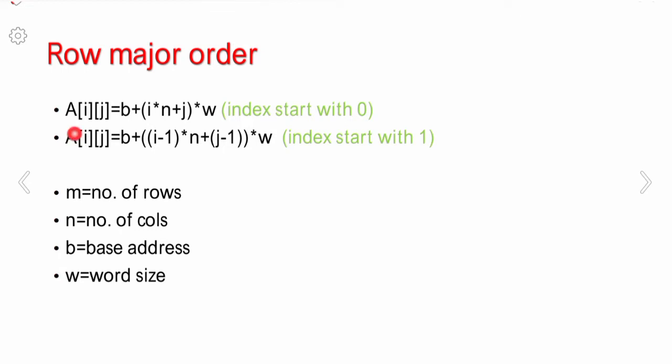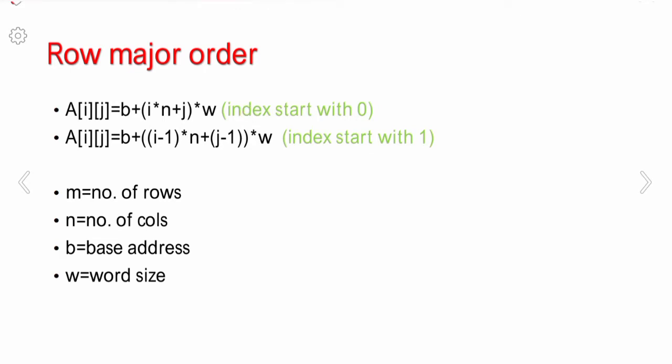So A of I, J. Here I represents the rows and J represents the columns, equals B plus I into N plus J into W. Here B is the base address, and I indicates the subscript variable, that means which memory location we are going to access, right? That is the row and column. J means column. So the subscript variable representing the row and the subscript variable representing the column here.